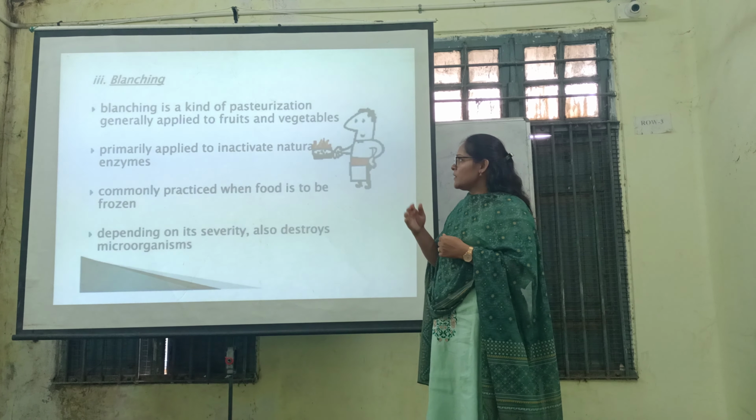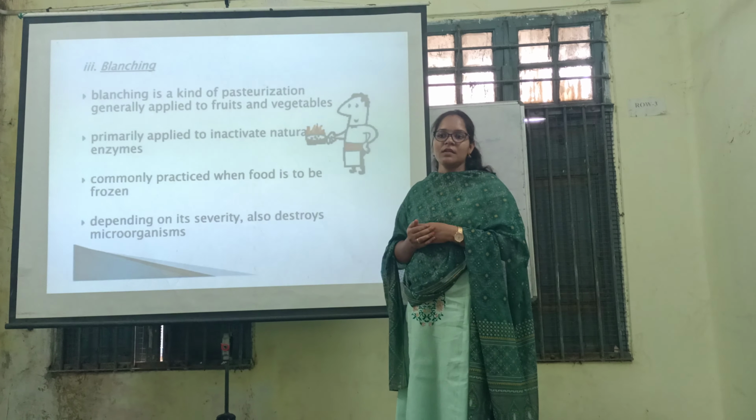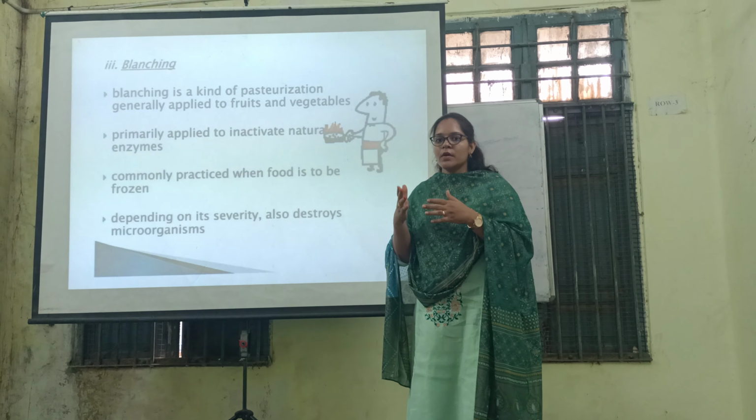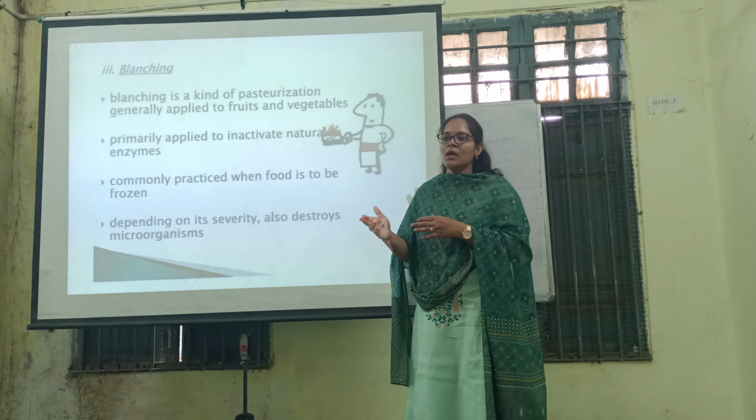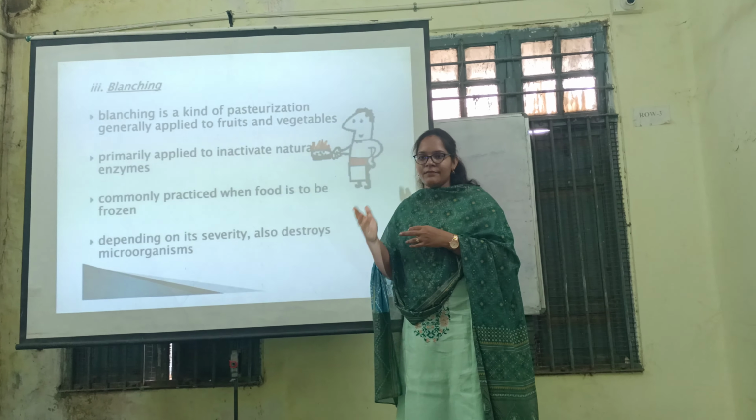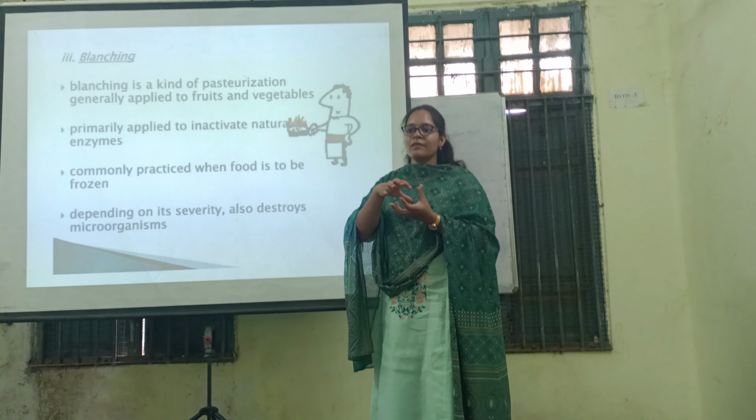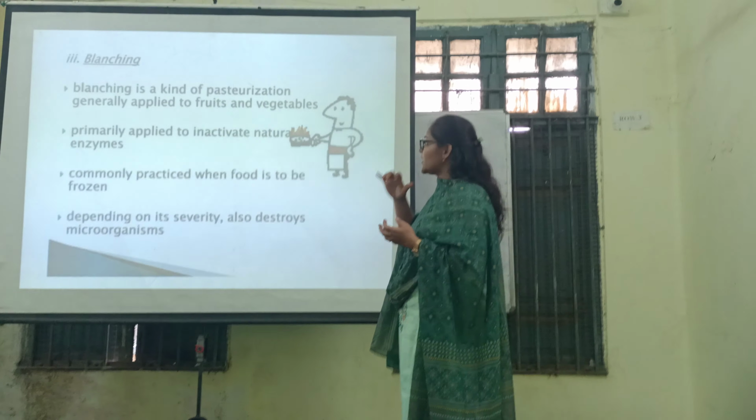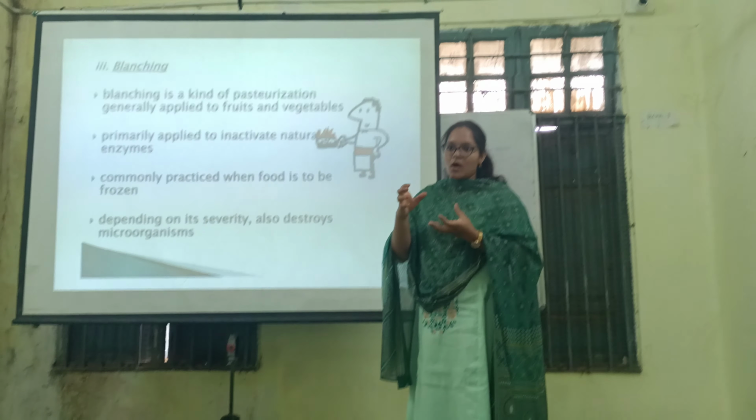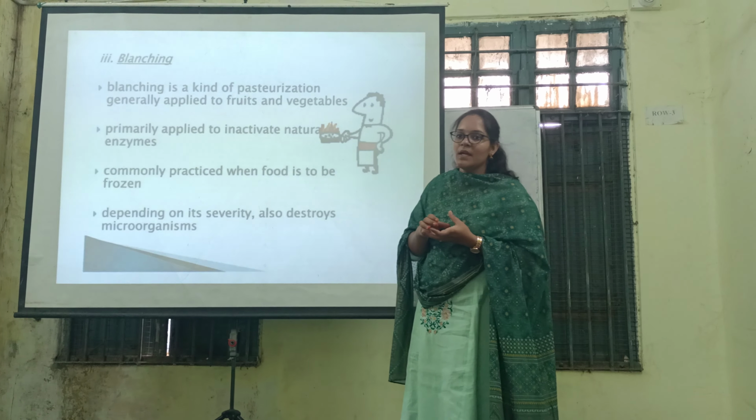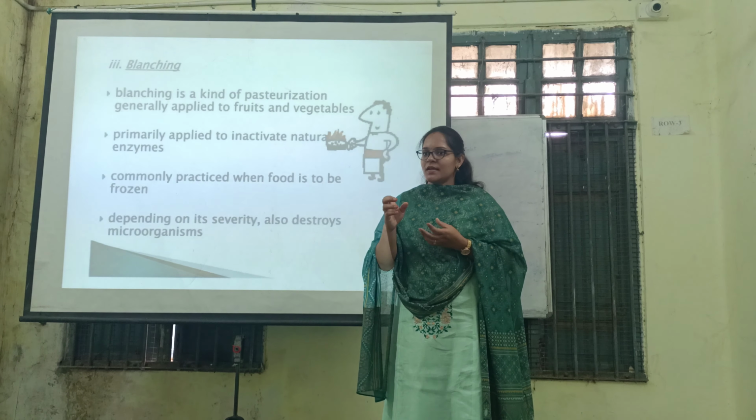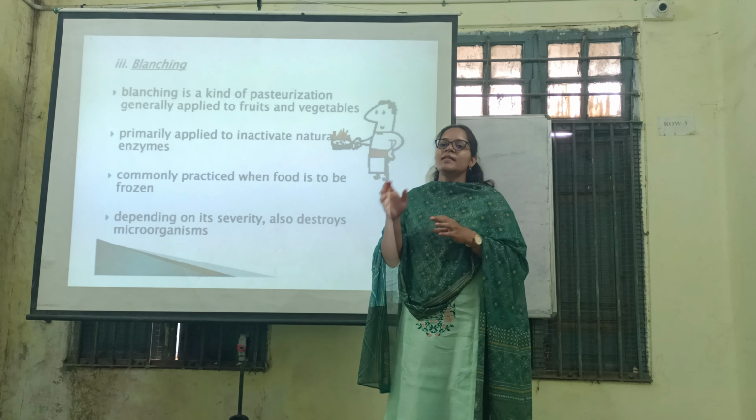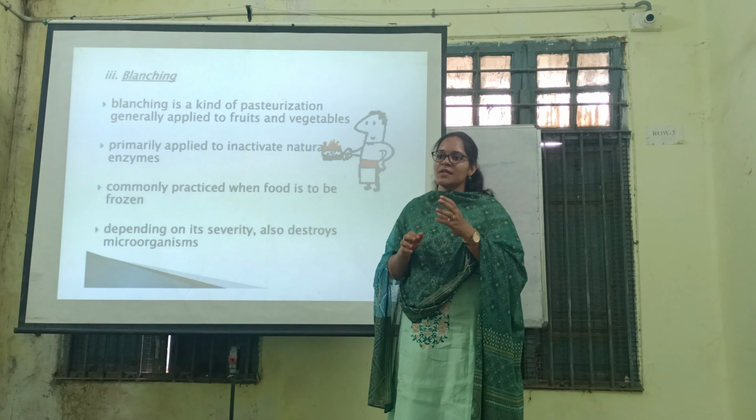Next one, blanching method. So what is the use of blanching? Before we use any type of food, that is fruits or vegetables, first we clean them with hot water. That is the blanching method. Why are we using hot water? Whatever microorganisms are present on the layer of the fruits or vegetables can be easily killed by using that hot water.